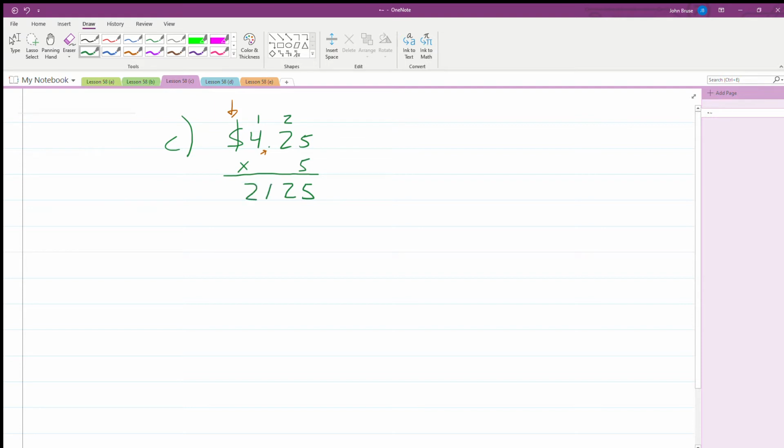Now we have a couple things we need to do here before we are done. We need to make sure that we deal with this decimal. So we have 2 numbers behind the decimal, so we're going to add 2 numbers here. And our decimal is going to go there.